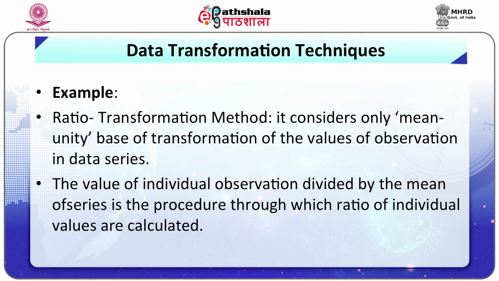Example 2, ratio transformation method. It considers only the mean unity base of transformation of the values of observation in a data series. The value of individual observation divided by the mean of the series is the procedure through which ratios of individual values are calculated. For instance, the same data of socioeconomic attributes given in table 6 are transformed to get dimensionless ratio transformed values.